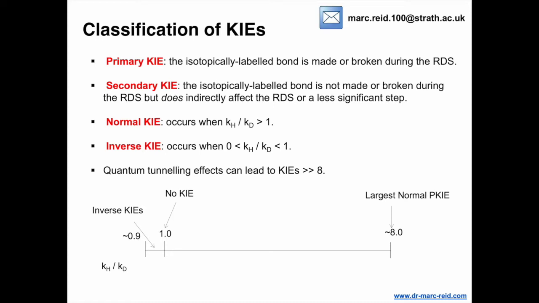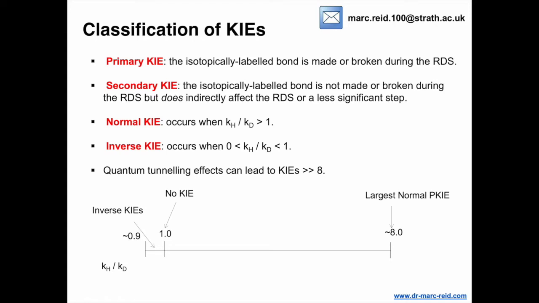A normal kinetic isotope effect occurs when the KIE is greater than 1, when the non-deuterated reaction has a higher rate-limiting rate constant than the deuterated analogue. An inverse kinetic isotope effect occurs when the KIE is between 0 and 1, when the heavier isotope, for example deuterium, reacts with a higher rate constant in the rate-limiting step than the lighter isotope, for example hydrogen, H.